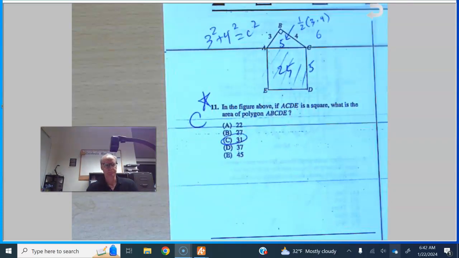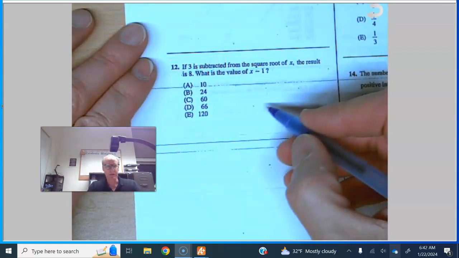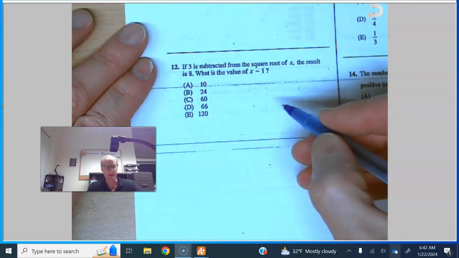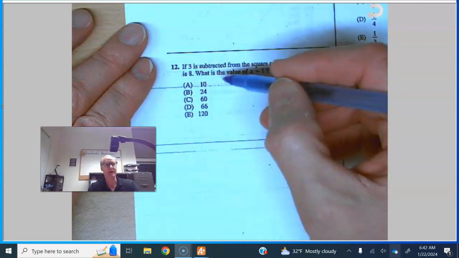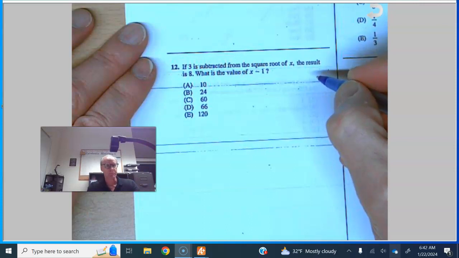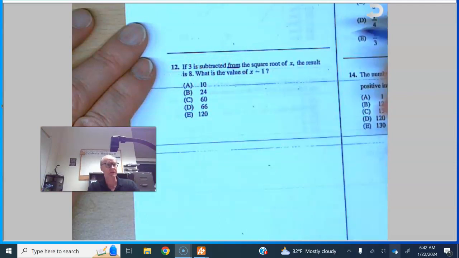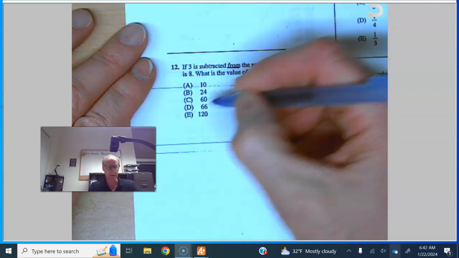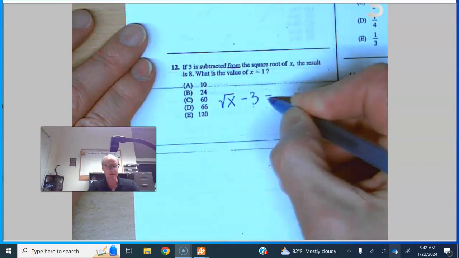We move on. Now this one says, if 3 is subtracted from the square root of x, the result is 8. This is an English sentence that is actually the same as an algebraic equation. Now the big problem is it's subtracted from. That means the 3 is going to be minus 3. So we take the square root of x minus 3 is equal to 8.